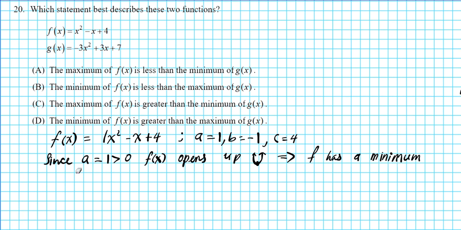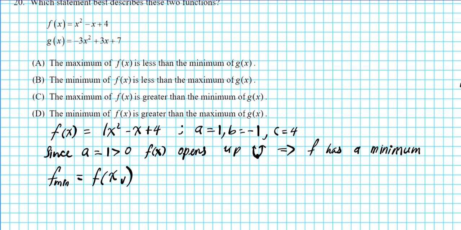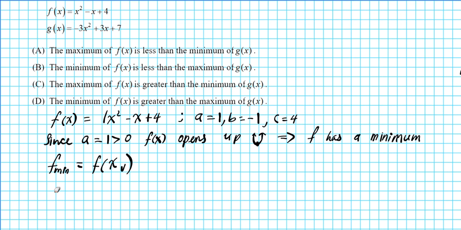Okay, so that's the extrema of f. Now, what's the value though? What's the value of the minimum of f? f min is basically the function evaluated at the x-coordinate of the vertex, which is the same thing as the y vertex. All right, so let's go ahead and figure that out. Start with the x-coordinate of the vertex. That's negative b over 2a. So we have negative 1 over 2a.